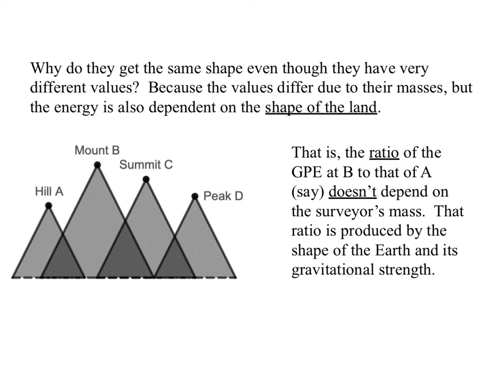So here's a picture of the actual place that they were trying to survey. We have the hills, and we see, of course, that their peaks on their maps are the peaks on these maps, and those peaks were determined by the heights of the actual peak from sea level. That is, the ratio of the gravitational energy here to the gravitational energy here, for instance, doesn't depend on who you're asking. Leo's energy at B over Leo's energy at A would be the same as Katya's energy at B over Katya's energy at A. The ratio is produced not by the surveyor, but by the shape of the Earth and the gravitational strength the Earth exerts. All right, these are the two things that are giving us these two shapes.